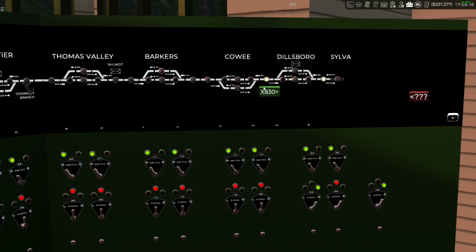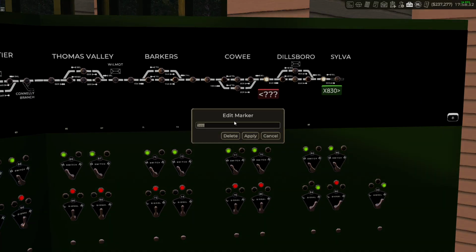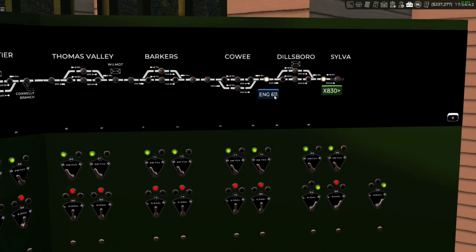All right. And while you were talking in the in-game text chat, was giving 611 permission to do some yard moves through the yard limits. So, I'm gonna create that tag. What was that? OENG. There we go.